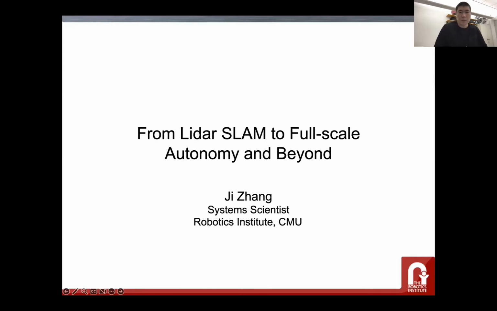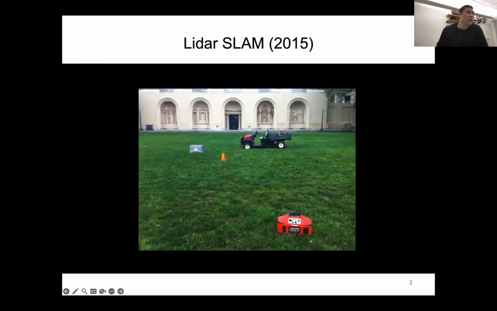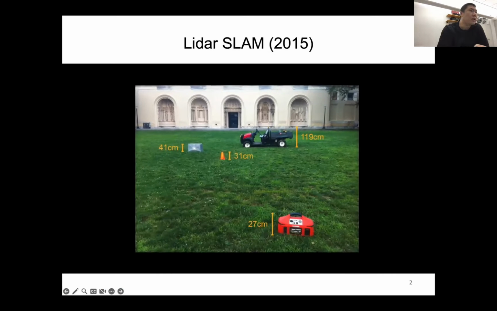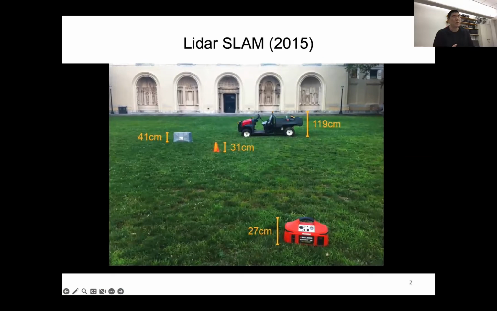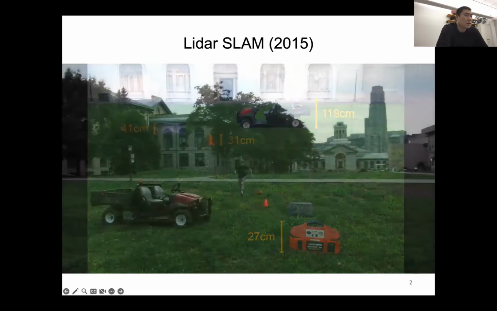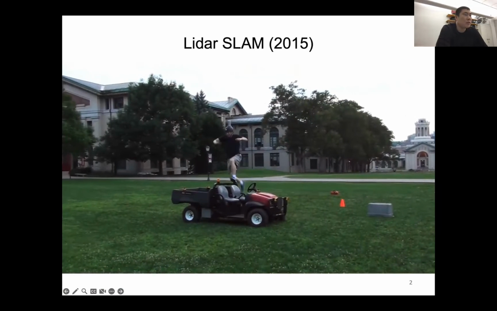So we'll be talking about autonomy system today. We are providing the system to everybody. The work started from SLAM several years ago, and we worked on Lidar SLAM. And this is what we got in 2015. This is where we started. We worked on something called LOAM, Lidar Odometry And Mapping.